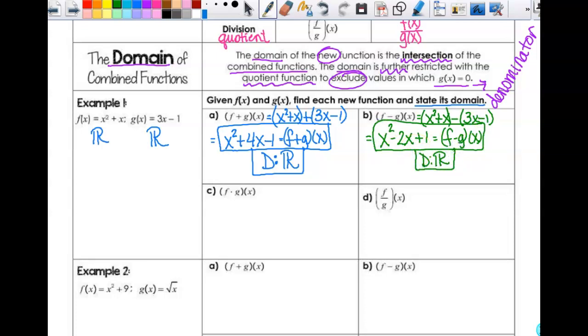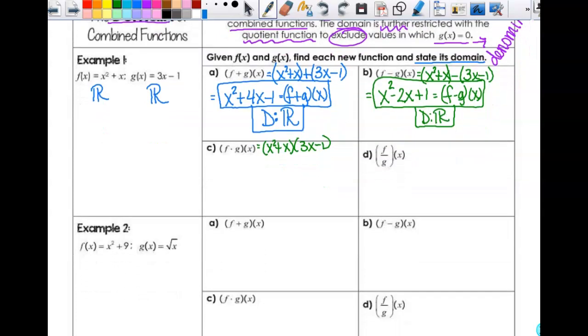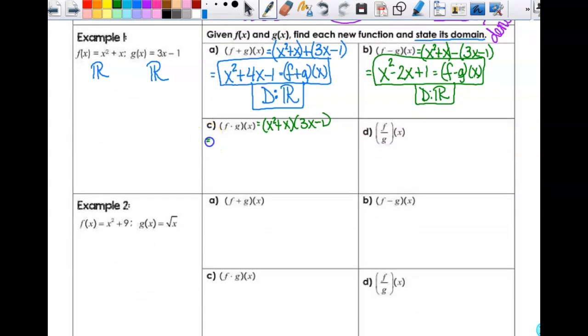Okay. I'm going to multiply them now, so I get x squared plus x times 3x minus 1. All right, so then when I multiply, I'm going to get x squared times 3x is 3x cubed. Then x squared and negative 1, minus x squared, x times 3x, 3x squared, x times a negative 1, minus x. And then I can clean that up a little bit, and I get 3x cubed plus 2x squared minus x, and that is f times g of x.